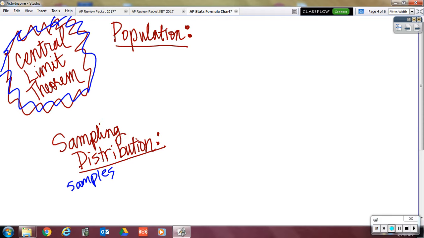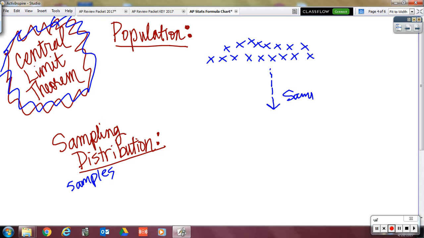Okay, so our population, of course, is filled with individual items. And so we've got all of those individual items. We may or may not know the shape of the population. Okay, but we are going to drop down samples of size n. They all have to be the same size, a particular sample size n.